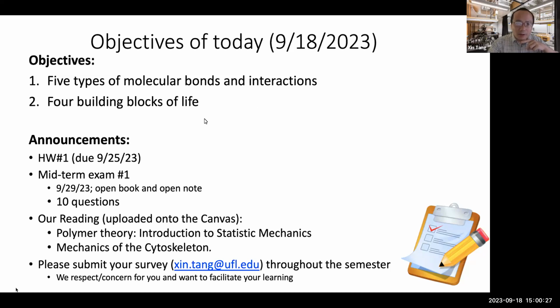So today we will talk about the basic molecular bonds and the interactions between the molecules in the living system. In fact, it also exists in a non-biological system. There are 5 types, so we will explain it one by one. And also we will get deeper into the 4 building blocks that we overviewed in the last lecture, and then we will highlight their functions in life.